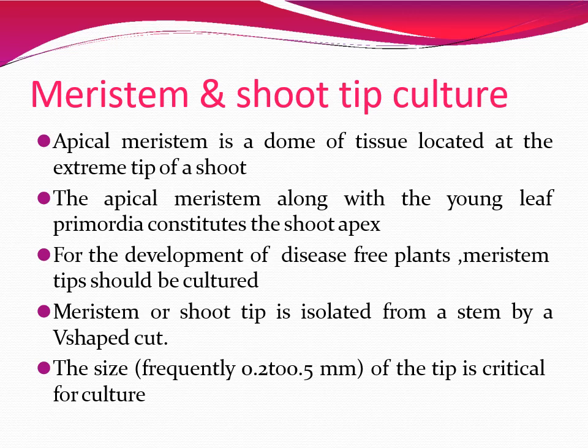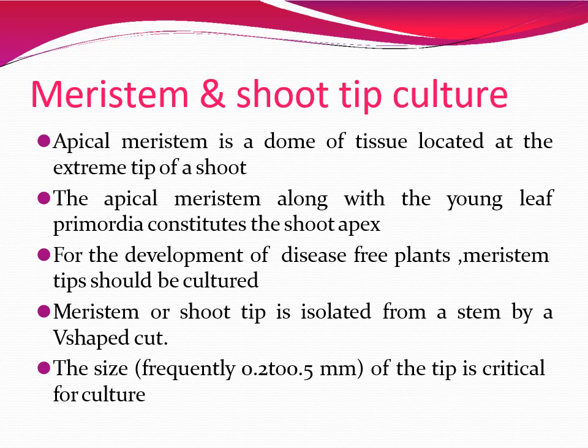Second one is meristem and shoot tip culture. While we are choosing an explant, mostly we will prefer the meristem. The apical meristem is a dome of tissues. That is, in the tip of the shoot, the tissue will be cut in the form of a dome. If we collect the apical meristem along with young leaf primordia, then it constitutes the shoot apex.